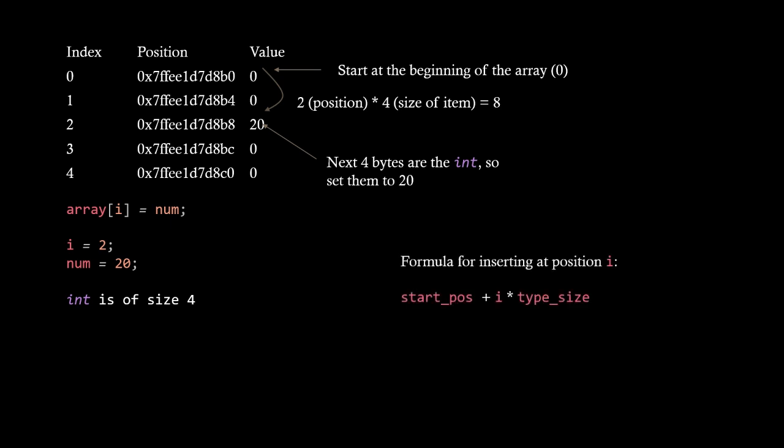So in the end, we have a formula where we take the starting position and we add the index times how big the type is, in this case 4. So this is why arrays, at least in statically typed languages, need to have the same type for each item, and they need to start at 0 to make this mathematical equation work.